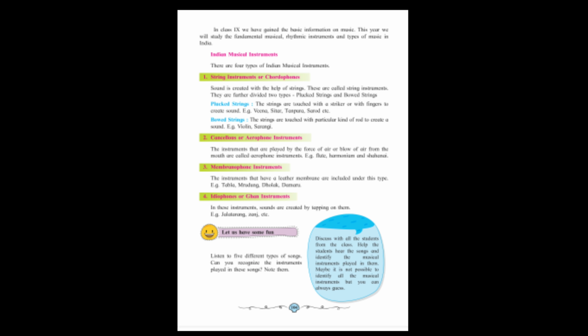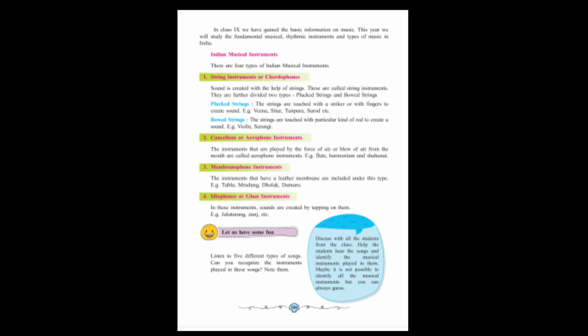Indian musical instruments. There are four types of Indian musical instruments. The first one, string instrument or chordophone. Sound is created with the help of strings. They are called string instruments. They are further divided into two types, plucked string or bowed string. Plucked string: the strings are touched with a striker or with a finger to create sound. Example, veena, sitar, tanpura, sarod, etc. Bowed string: the strings are touched with a particular kind of rod to create a sound.